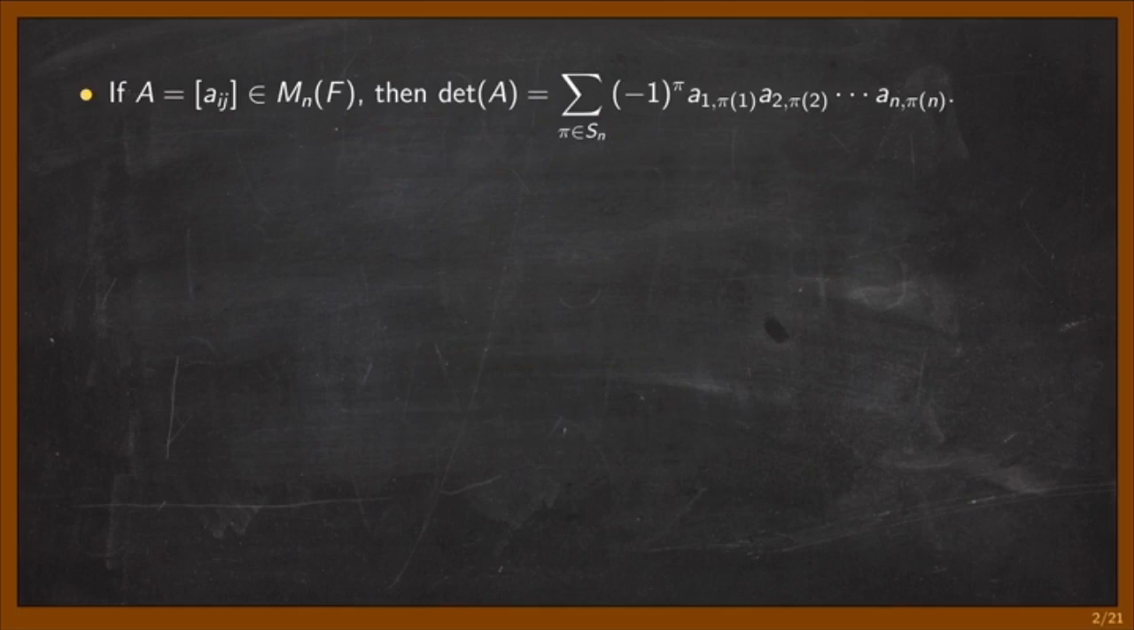Recall that if A is an n by n matrix with ij entry aij, then the determinant can be given in terms of the following summation. This summation runs over all the permutations in S_n, and every term is a signed product of terms coming from each row without repeating column number.